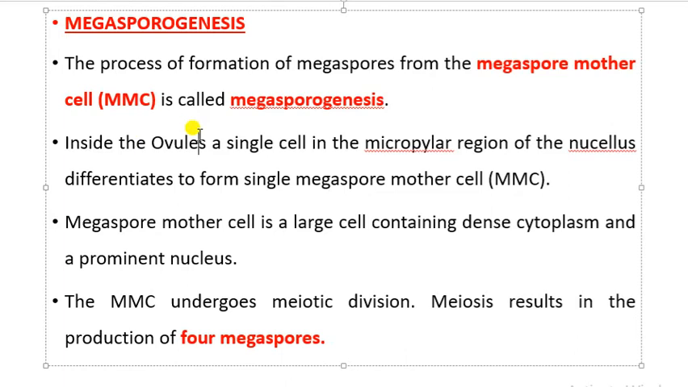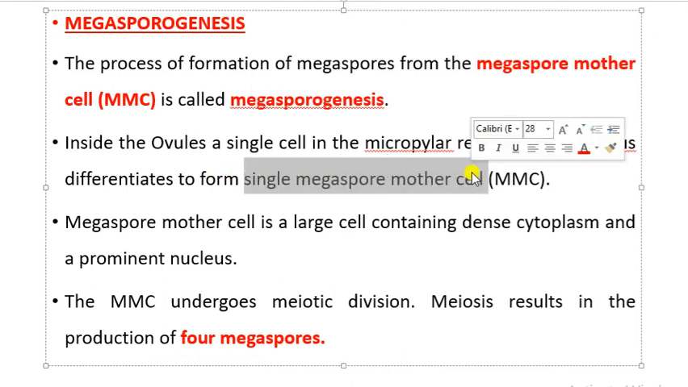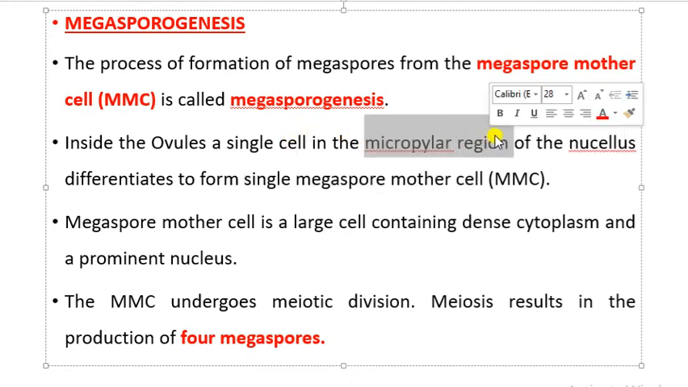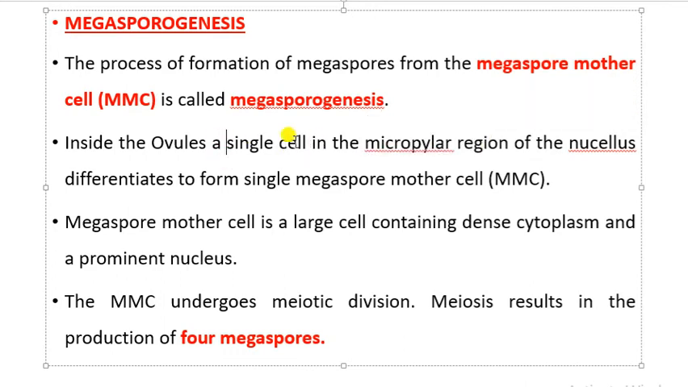Now inside the ovule, a single cell which is present at the micropylar region of the nucellus will differentiate and get converted into the megaspore mother cell. So when you see inside the ovule, there will be a single cell towards the micropylar region, which means near the micropyle. That cell will get differentiated and converted into the megaspore mother cell.